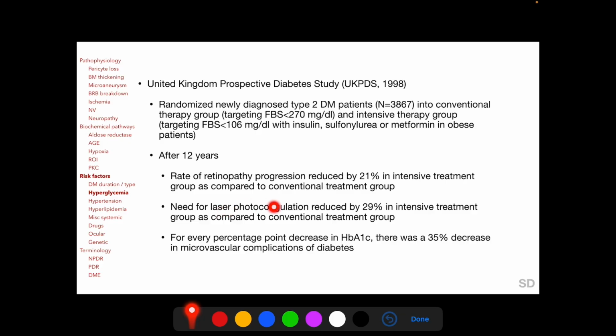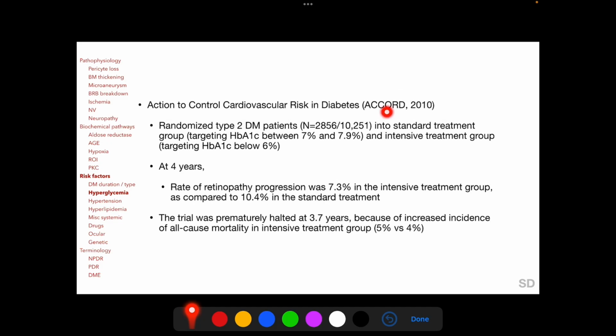Need for laser photocoagulation was also reduced by 29% in the intensive treatment group as compared to the conventional treatment group. And for UKPDS also, for every step decrease in HbA1c, there was a predictable decline in microvascular complications of diabetes. The ACCORD trial randomized type 2 DM patients into a standard treatment group in whom target HbA1c was between 7% and 7.9%, and an intensive treatment group in whom the target HbA1c was below 6%.